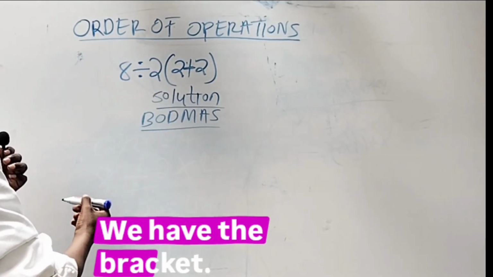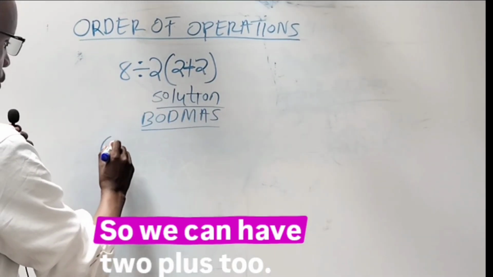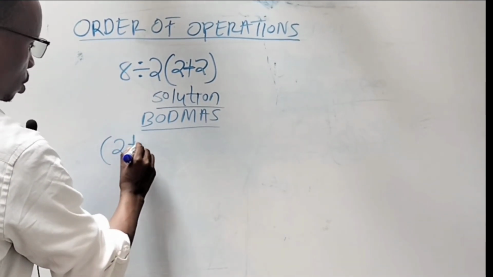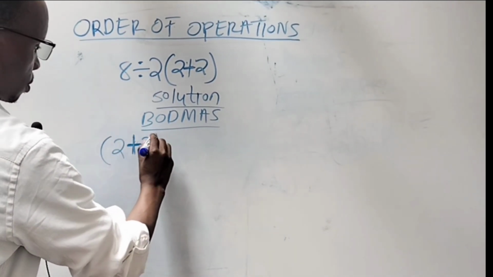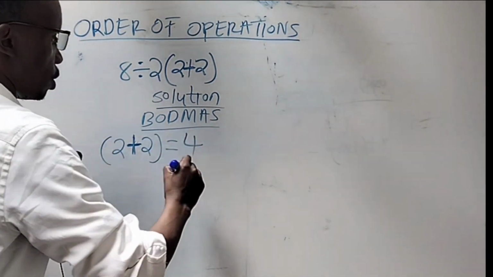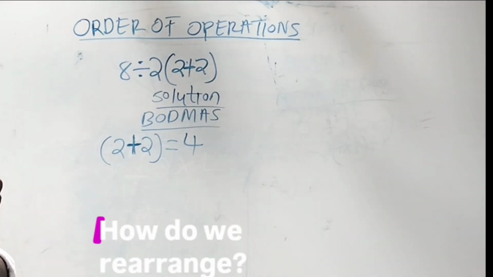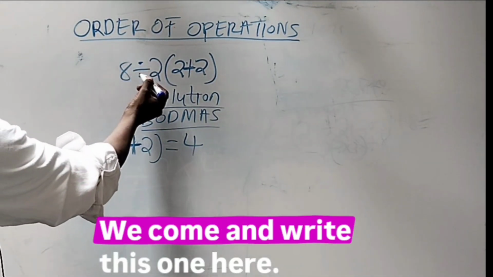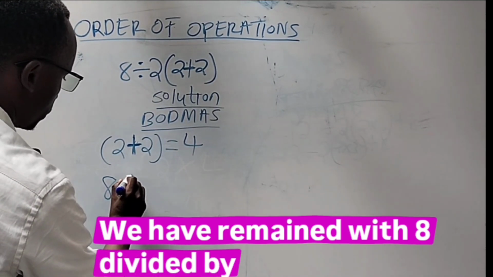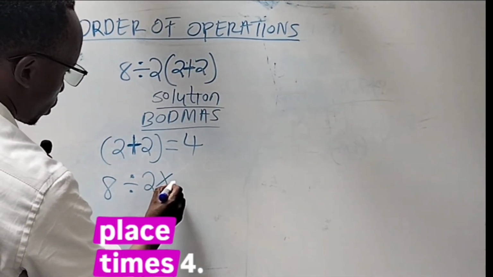So here we have the bracket. The bracket is the first one we have there, so we have 2 plus 2. What is that? 2 plus 2 is 4. After we have done that, we have to rearrange. How do we rearrange? We write this one here. We remain with 8 divided by 2, and now instead of the bracket, we place times 4.